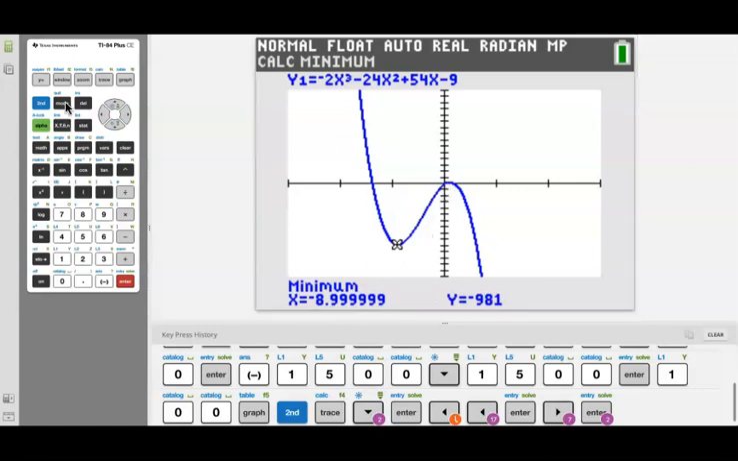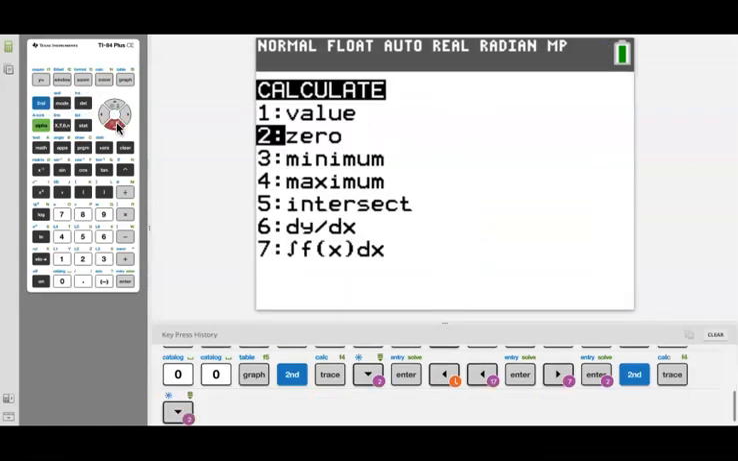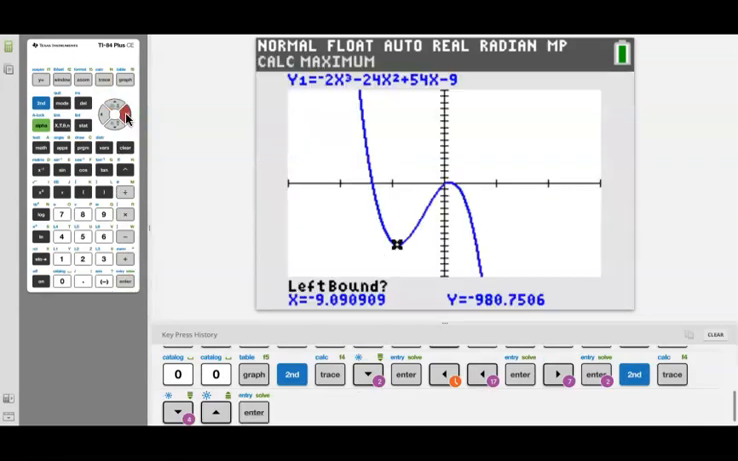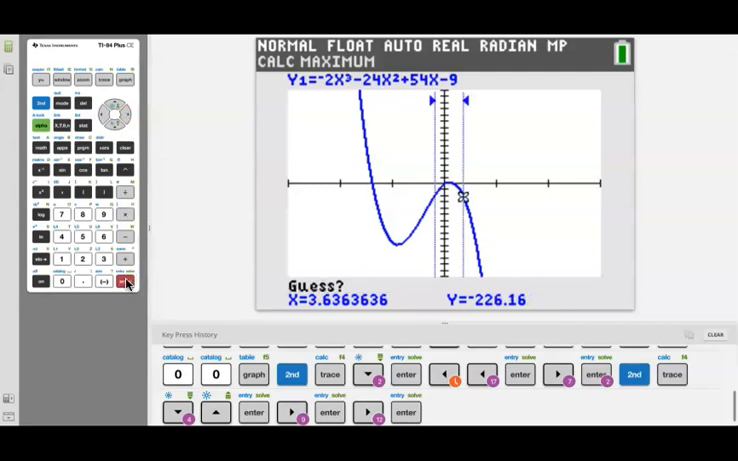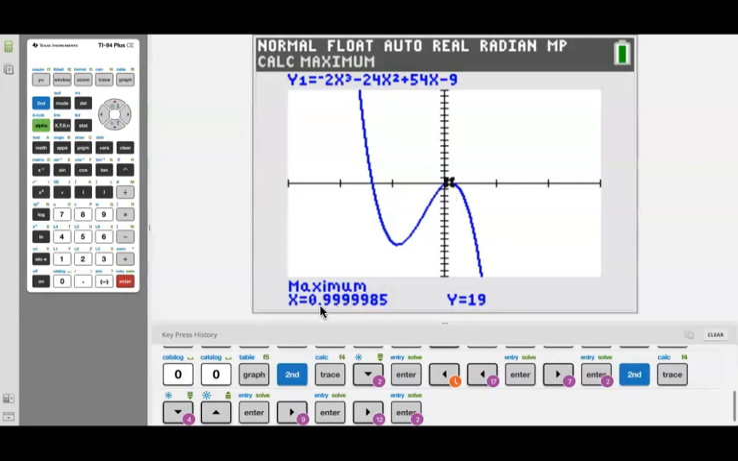To find our local maximum, we'll go back to the Calculate menu, so 2nd, Trace, but this time we pick the option for maximum. Same questions: I use my arrows to move closer to the point I'm interested in, hit enter for the left bound, move over to the other side, hit enter for the right bound, enter for the guess, and our cursor will move to that point on our graph. This is approximately x equals 1 with y equals 19. So we have a local maximum of 19 at an x value of positive 1.